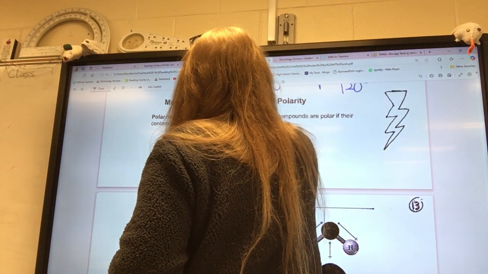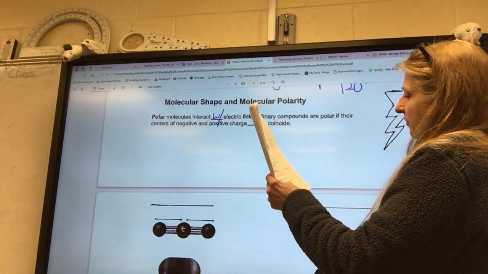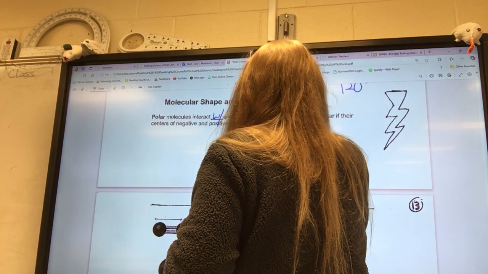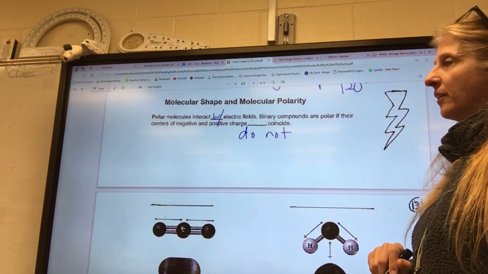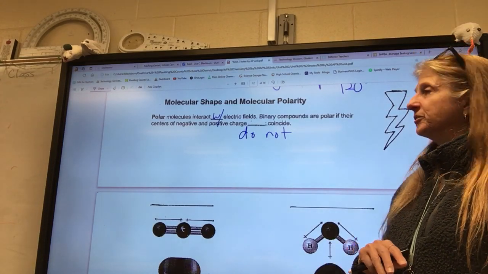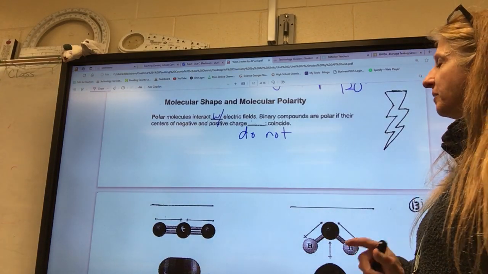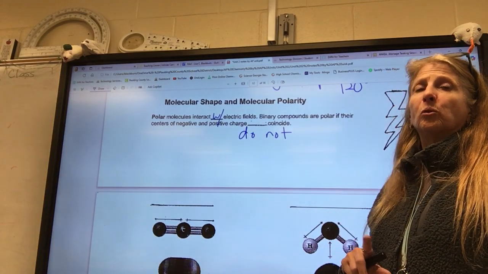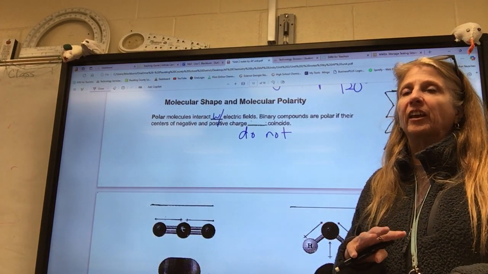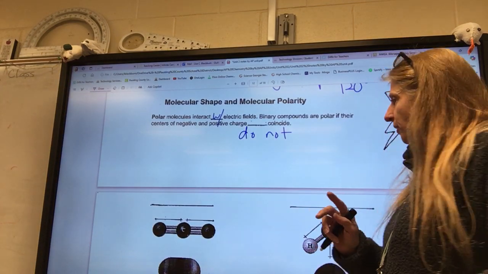Okay, polar molecules interact with electric fields. Binary compounds are polar if their centers of negative and positive charges do not coincide. So what this means is something is polar if it has a positive side and negative side. Even if bonds have a positive end and a negative end, the molecule will not be polar if they cancel each other out. If everything is equally balanced in all directions, it's nonpolar. So let's look at that.